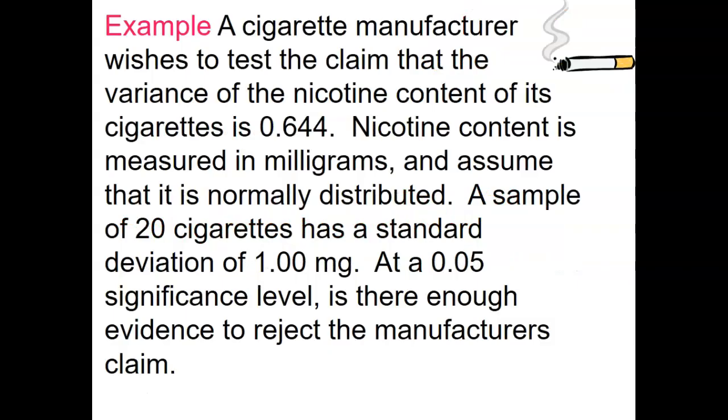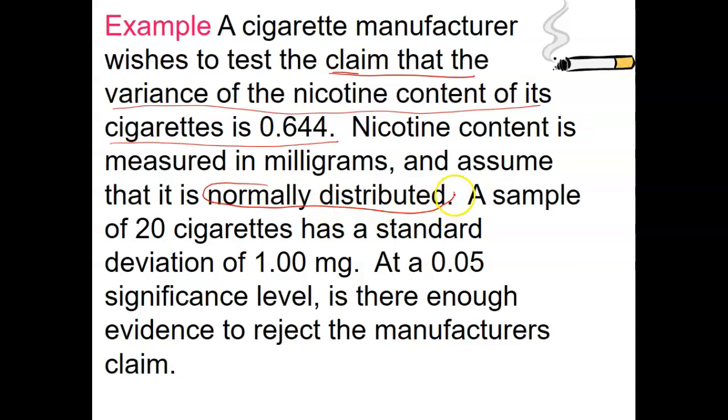Okay, here's another one for us to try. If you feel comfortable, certainly pause it and try the problem. If not, then just stay with me and follow along. So a cigarette manufacturer wishes to test the claim. So here's our claim that the variance of the nicotine content of its cigarettes is 0.644. Nicotine content is measured in milligrams and assume that it's normally distributed.